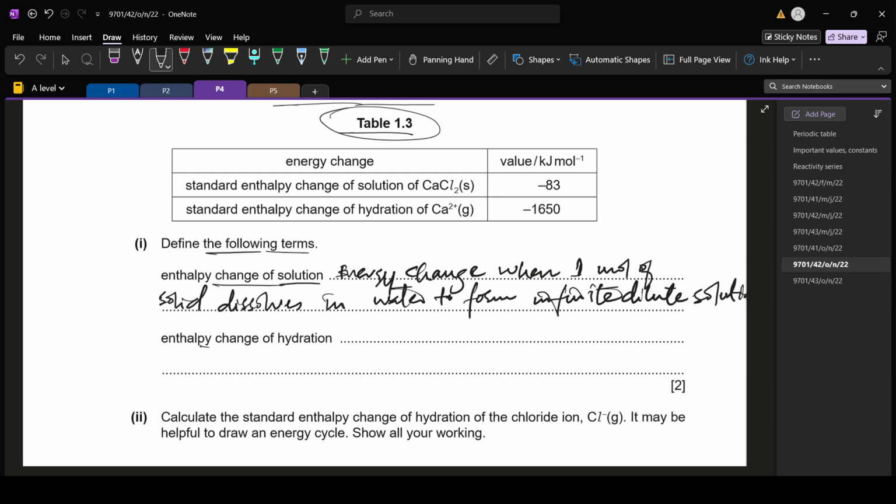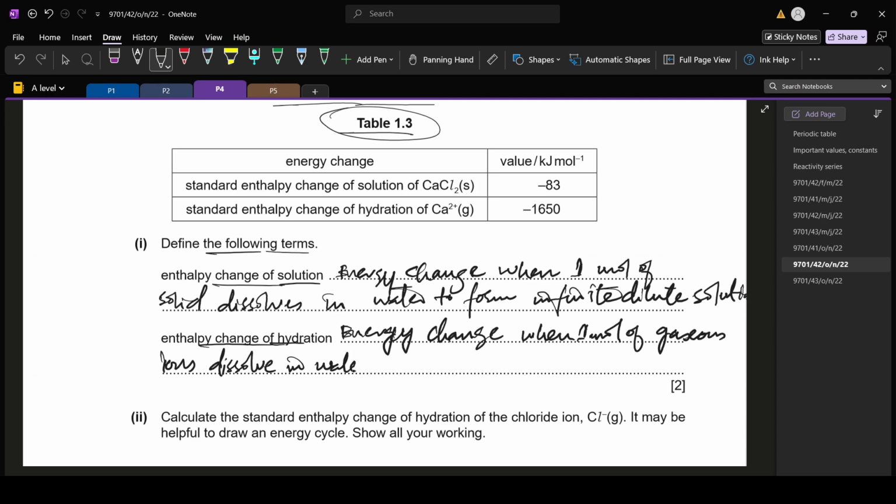Now what is the definition of enthalpy change of hydration? So it is the energy change when 1 mole of gaseous ions dissolve in water to form infinite dilute solution.